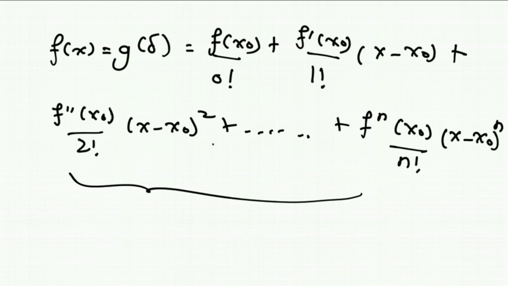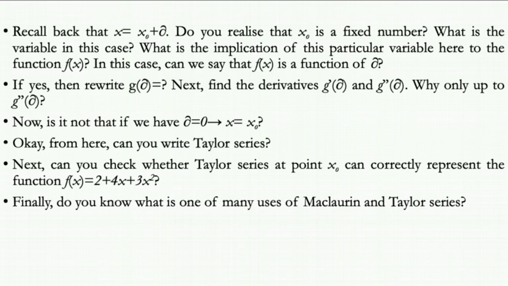Now here, this is what I said just now. Recall x equal to x naught plus delta, isn't it? So x naught is a fixed number. What is the variable in this case? Like I said, x can only change if delta increases or decreases, isn't it? So what's the implication of this variable to the function f(x)? Then we did something like this just now. g(x) is identical to f(x), isn't it? So this is what we did just now.